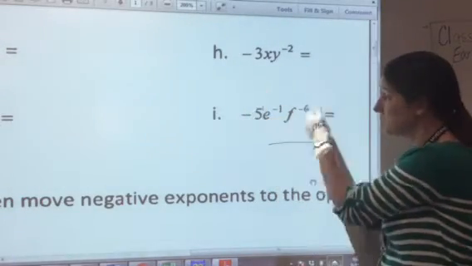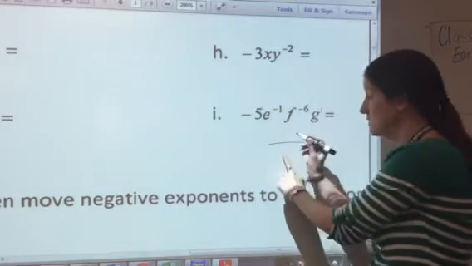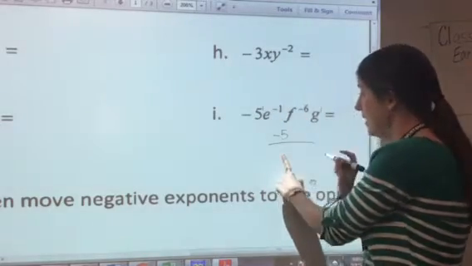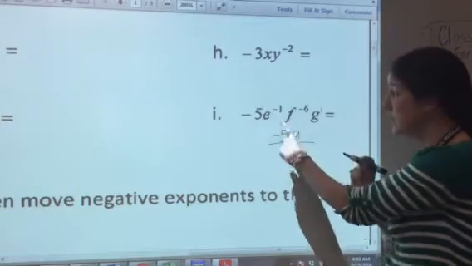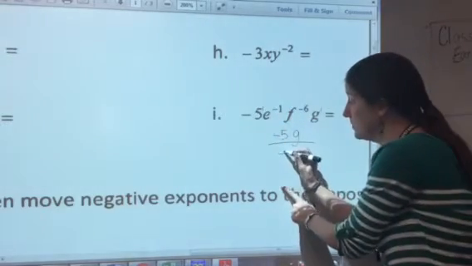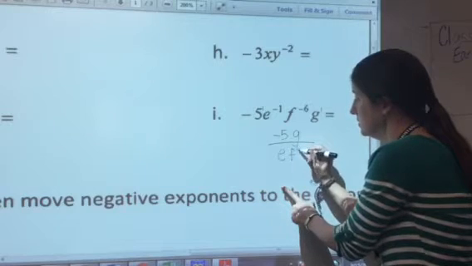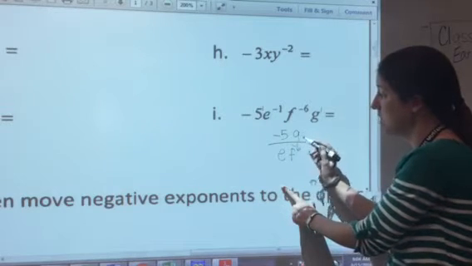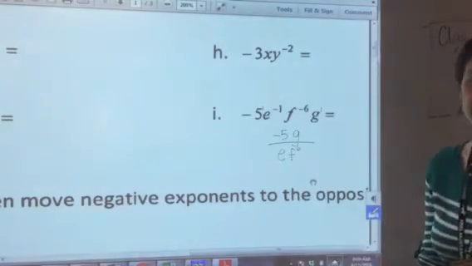The only things that will stay on the top are those bases with a positive exponent. So negative 5 and G is being multiplied on the top. Then those bases with negative exponents move to the bottom and the exponent becomes positive. So we have negative 5G over e to the first f to the 6.